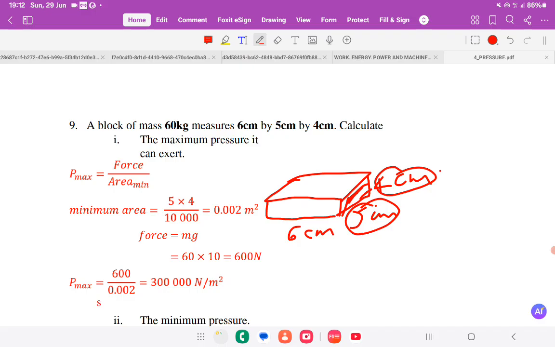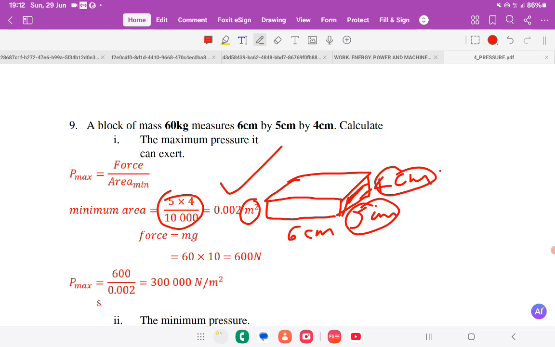But you divide by 10,000, like shown here. Divide by 10,000 to change it to square meters. In order to change the area from square centimeters to square meters, you simply divide by 10,000. Don't forget that. Okay? All right, so we have the area there.